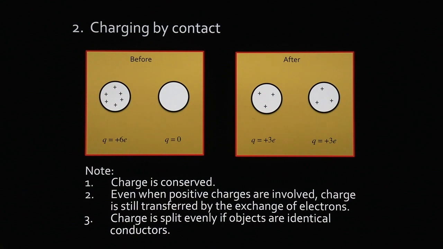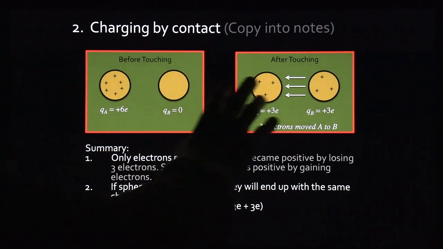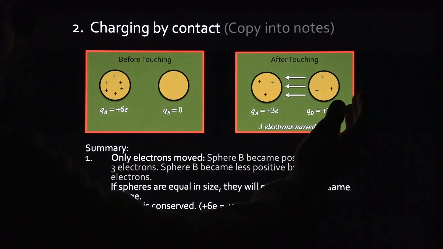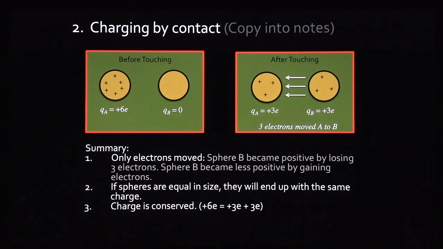So let's go on. So here is what I want you to copy. I did the example of the positive. I don't want you to sketch all the examples, but here's something with +6. As I mentioned, these 3 arrows represent the 3 electrons that moved from A to B, and then they ended up +3, +3e. And then the summary, only the electrons moved.